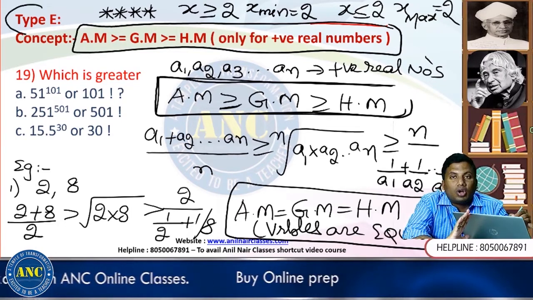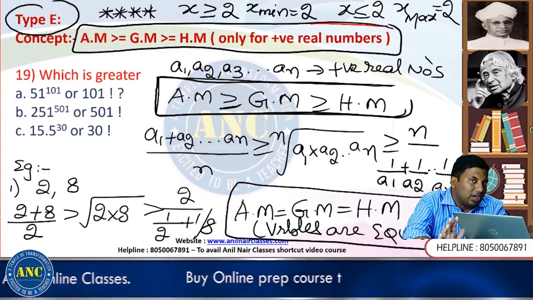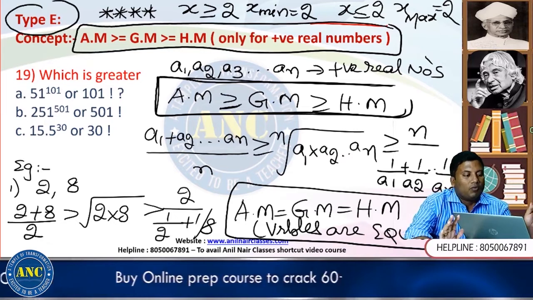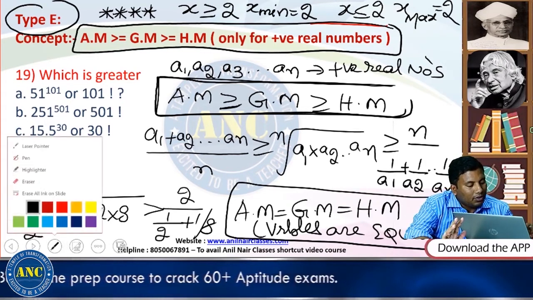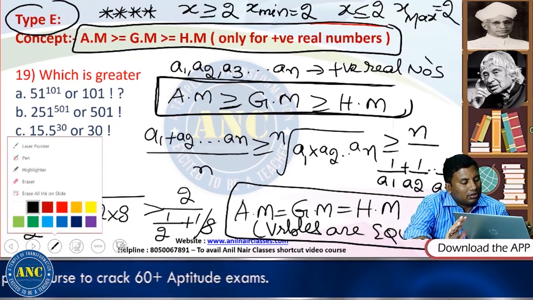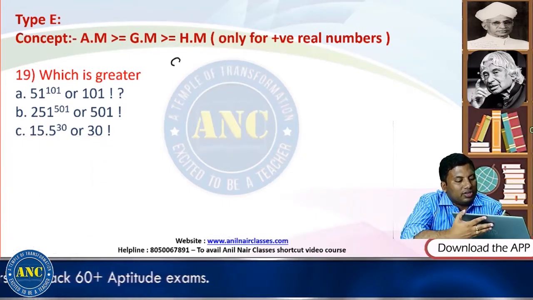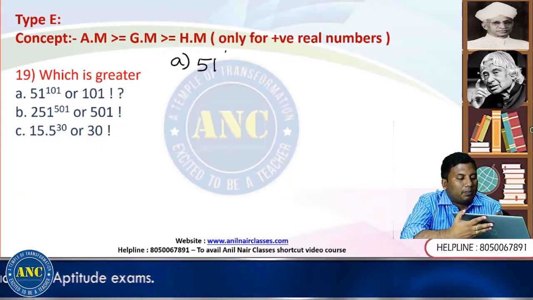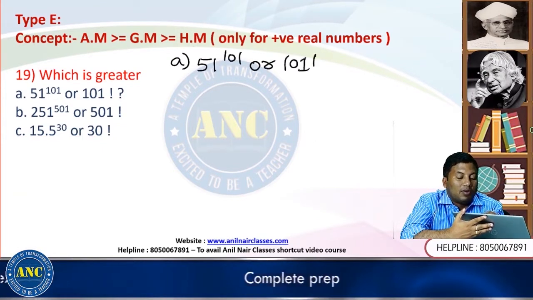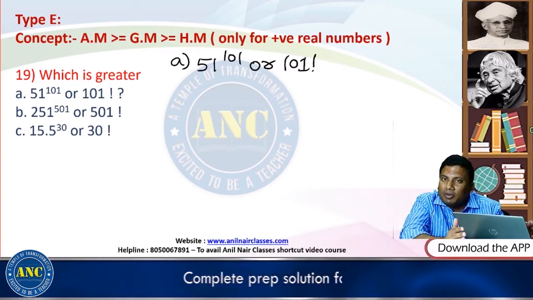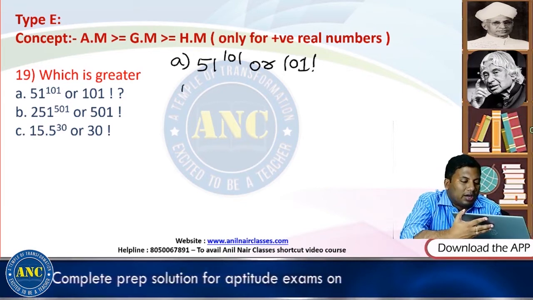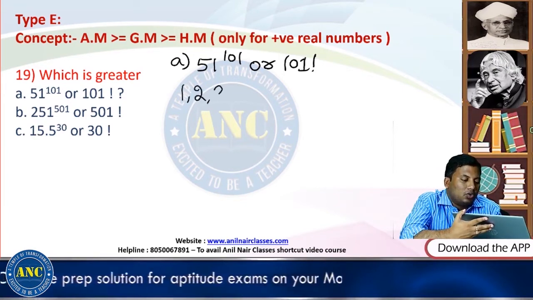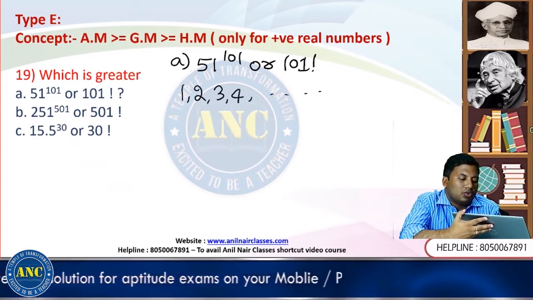Type E, which we could not finish in session number 3, we will cover right now. One by one we will discuss all the problems. First question: which is greater, 51 power 101 or 101 factorial? 101 factorial is nothing but the product of all natural numbers from 1 to 101. Let me take it as 1, 2, 3, 4 and so on up to 101.